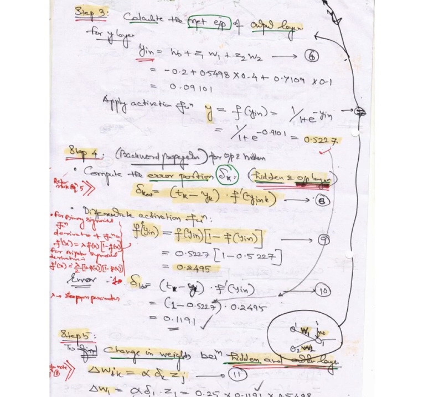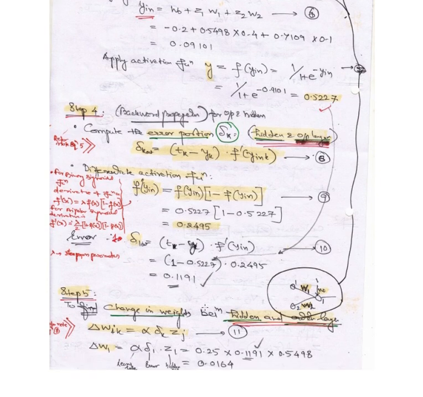And that is what you put down here: 1 minus 0.5227, into target minus actual. So when you compute it, you are going to get this value. Now once you get this, what is next? This value we are going to put in for finding the delta Wjk. So delta Wjk is alpha into delta k into z of j.